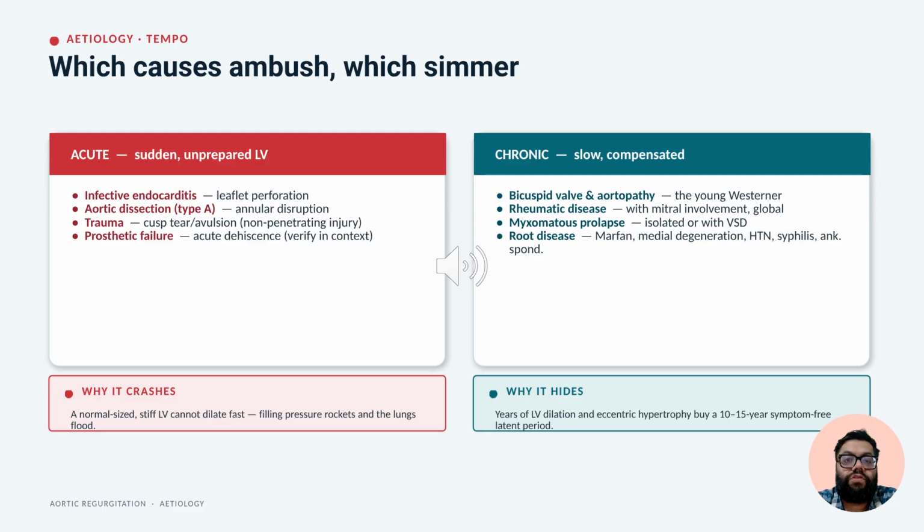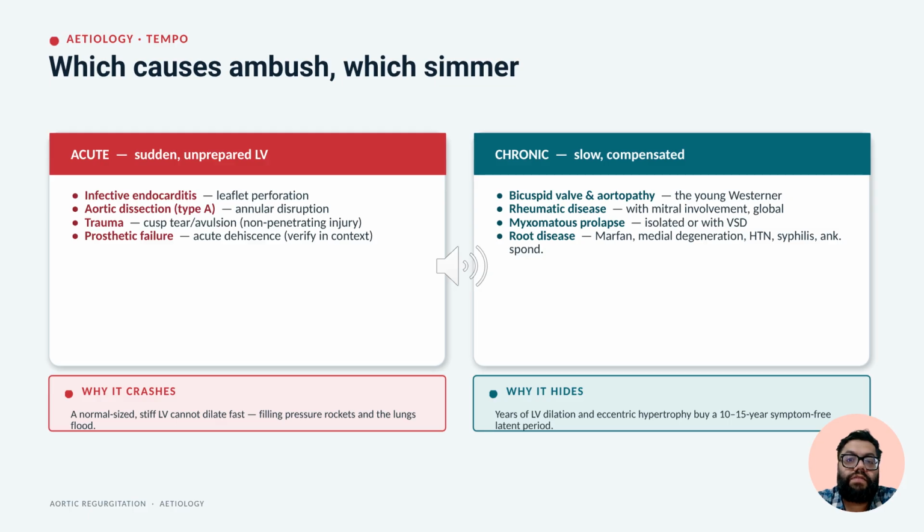Same cause list, resorted by tempo, because tempo decides whether your patient walks into clinic or crashes into resus. The acute ambushers are a short high-yield trio: endocarditis perforating a cusp, a type A dissection tearing into the annulus, and chest trauma avulsing a leaflet. Prosthetic valve dehiscence belongs here too, though verify the specifics for your case. What unites them is that the ventricle gets no warning.